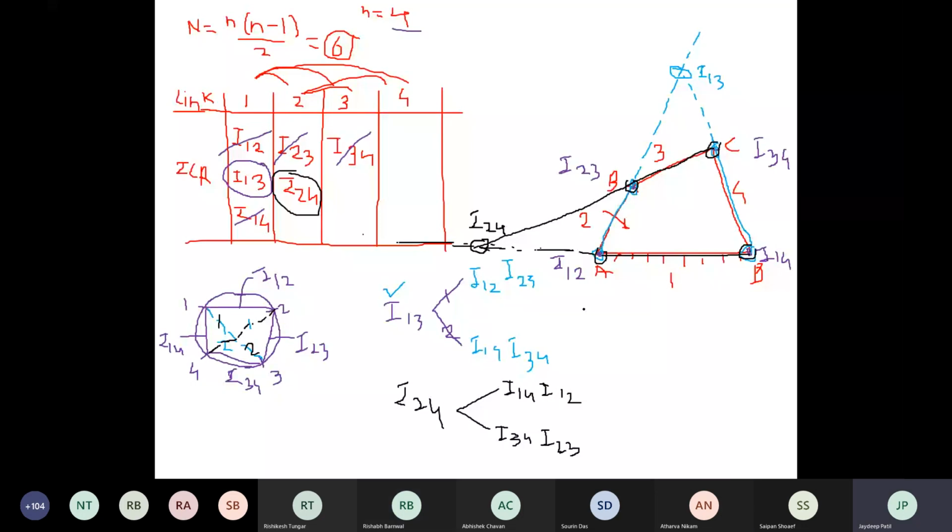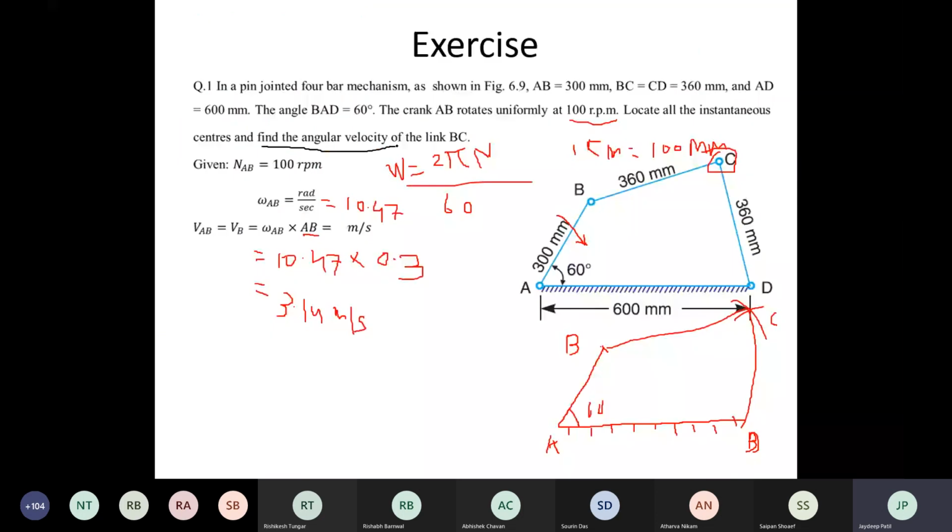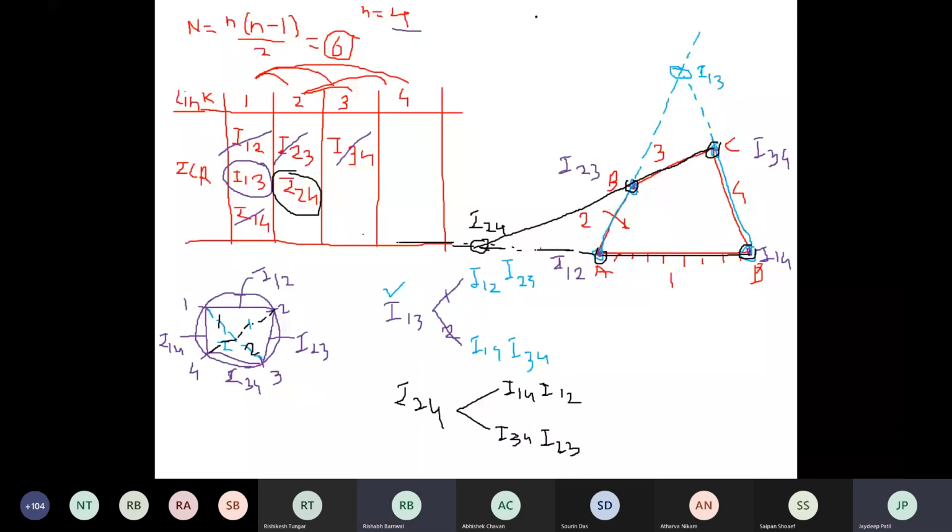Yes. Okay. Now come to the problem. What you have to find out in this case? Find the angular velocity of link BC. What you have to find out here is omega BC, correct? Omega BC is equal to this figure. You have to find out here omega BC.